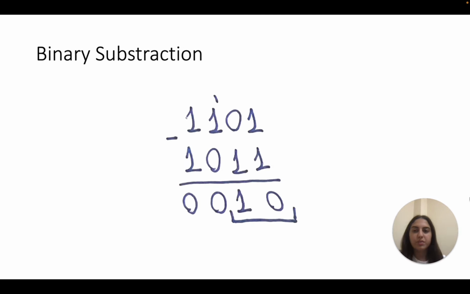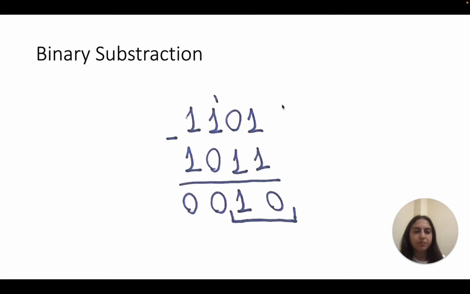The next topic is binary subtraction, which is again really easy and very similar to decimal subtraction. So let's start from the right. So 1 minus 1 is 0, of course. Here 0 is smaller than 1. That's why we need to borrow from the next column.